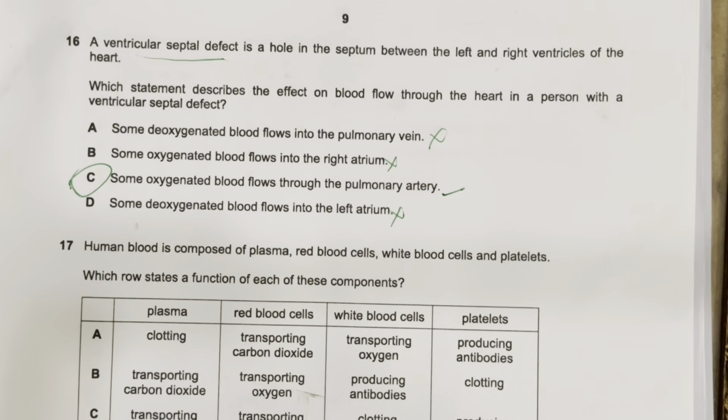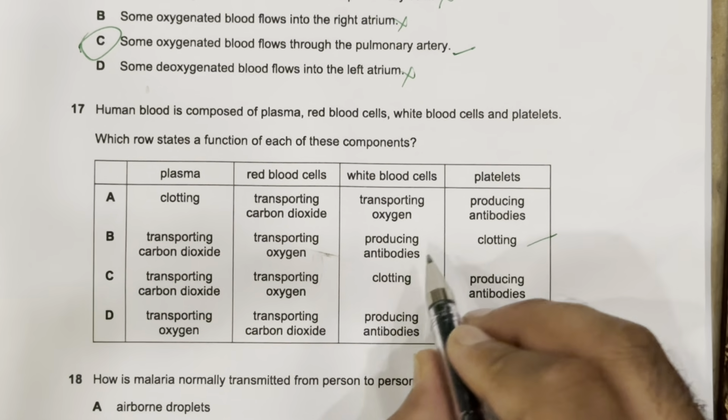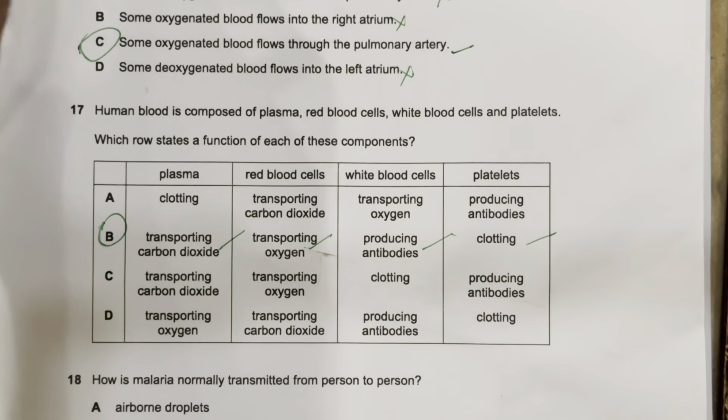Moving to question number 17. Question 17 is a simple question of memorizing the function of blood parts. Human blood is composed of plasma, red blood cells, white blood cells, and platelets. Which row states a function of each of three components? A is plasma, clotting. B, transporting carbon dioxide, transporting oxygen. We know that the function of plasma is to transport carbon dioxide, red blood cells transport oxygen, white blood cells produce antibodies, and platelets are the reason for clotting. So option B is clearly indicating all the right functions of these particular elements of blood.